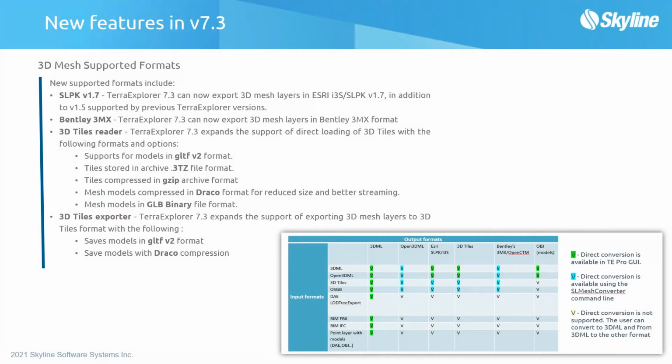So the new supported formats for 3D mesh: we've added SLPK, and the SLPK option is now in version 1.7. So the most recent SLPK, and you can import a 3DML and export it to the SLPK version. We've added 3MX, so you can also export to 3MX options.